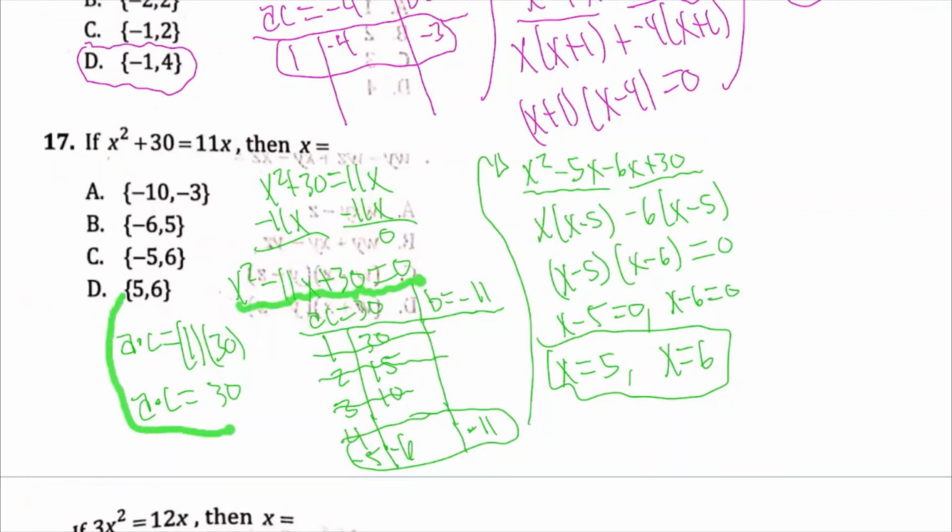We do the AC method. AC equals 30. So we look for two numbers that multiply to 30 but add up to -11. So we go down the list: 1 and 30, 2 and 15, 3 and 10, 4 doesn't work. So 5 and 6 work. 5 times 6 is 30, but they have to be -5 and -6. That way they can add up to -11.